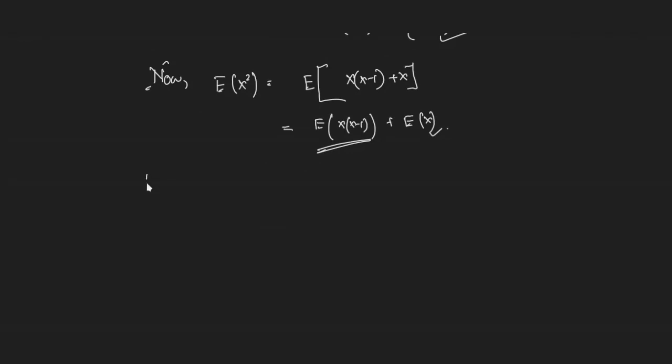Now, expectation of x into x minus 1 is equal to the summation over x, where we have to take x into x minus 1 multiplied by p of x.